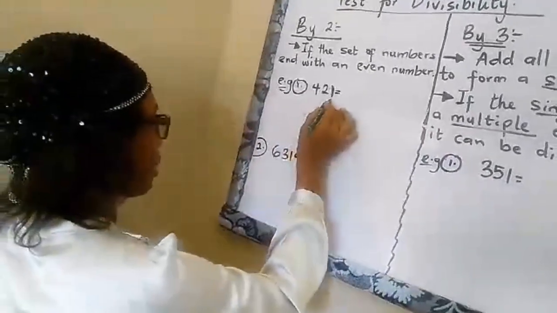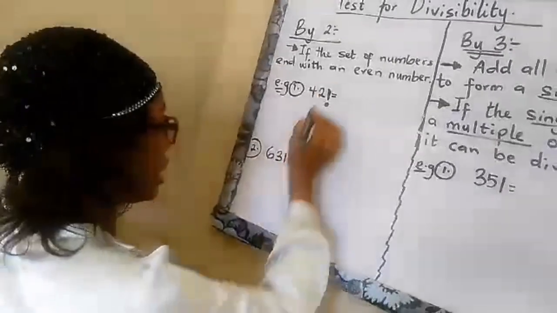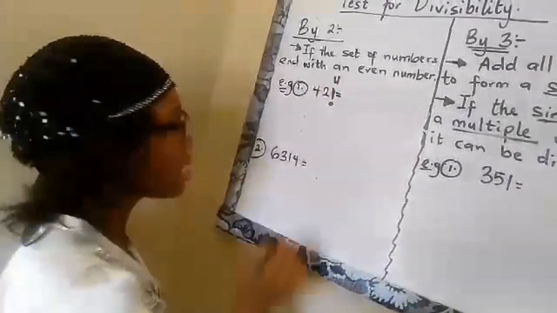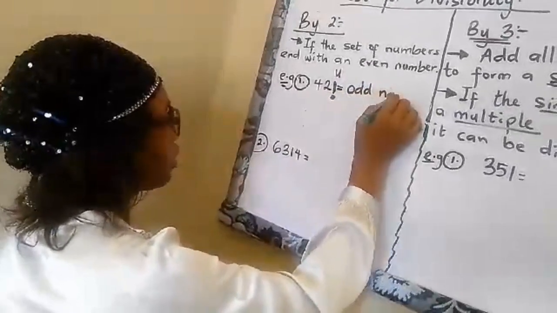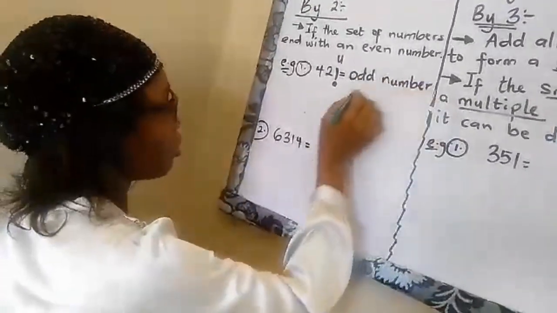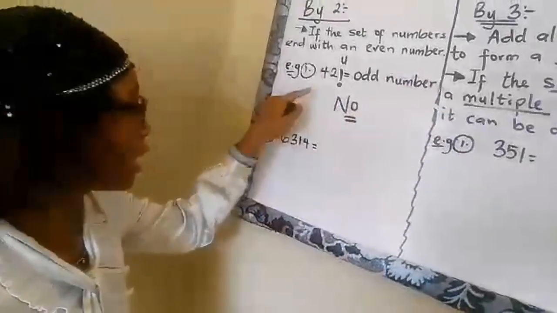Now, this is the last digit amongst 421, which is the units. This last digit here is 1, and 1 is an odd number. If it's an odd number, then it cannot be divided by 2. If you try to divide 421 by 2, you have a remainder.